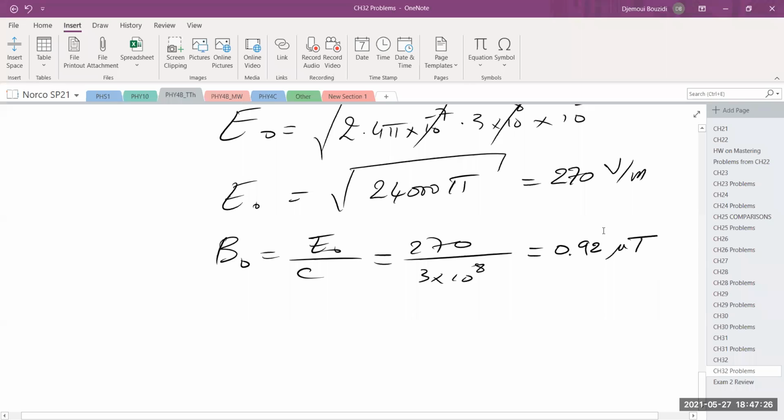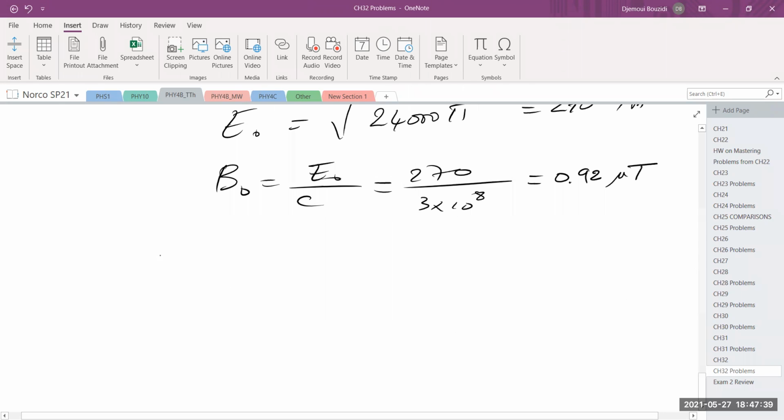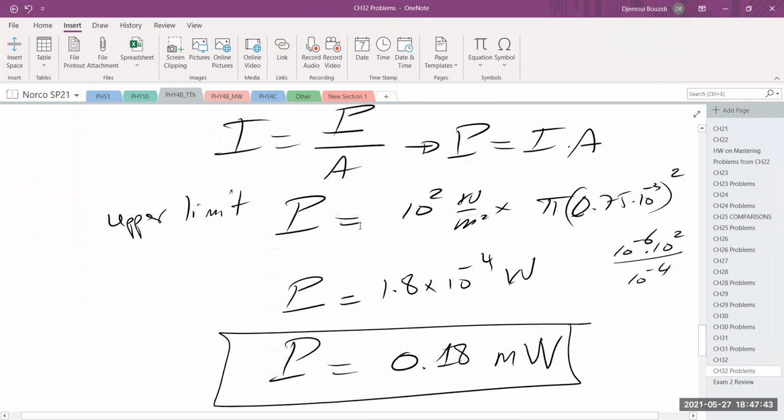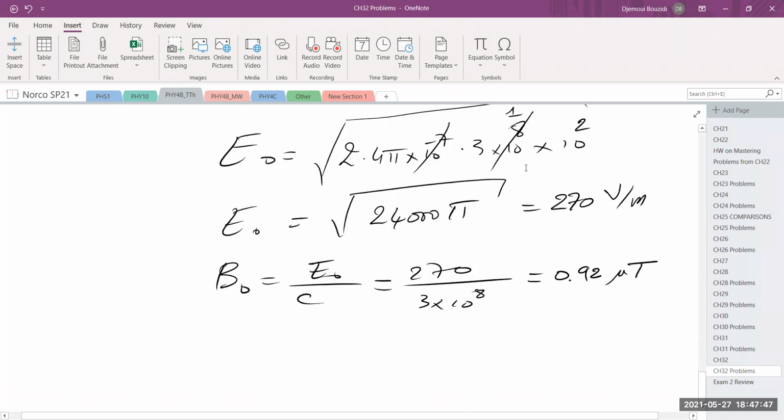Okay, what's the question now? How much energy would the beam in part A deliver per second? Well, that's the power. So the first question is how much energy per second? Remember we found 0.18 microwatts. So it's going to be 0.18 microjoules per second, because that's what the watt is.